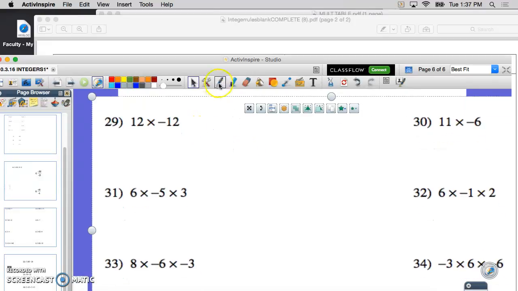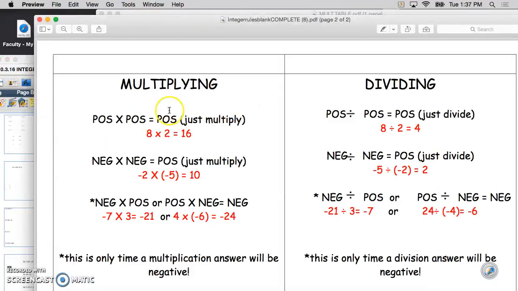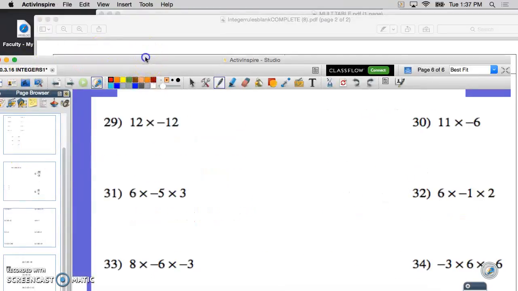All right, excuse me. So now, remember the rules for multiplication are the same as division. Positive times a positive is a positive. Just multiply. Negative times negative, also positive. Just multiply. Anytime you are mixing negatives and positives, like negative times positive or positive times negative, your answer will be negative. So the only time you should end up with a negative answer is when you're mixing the two.